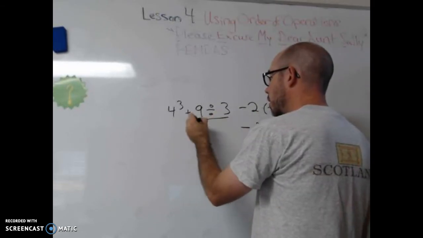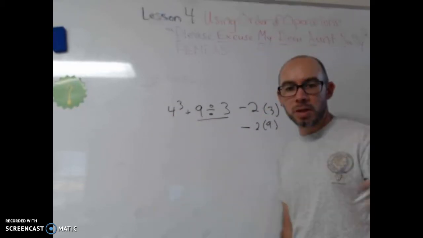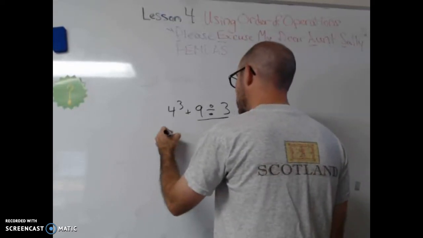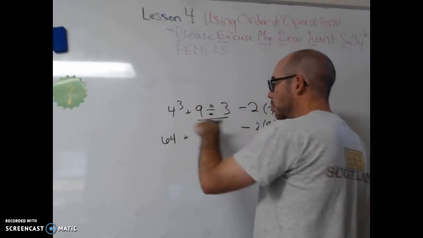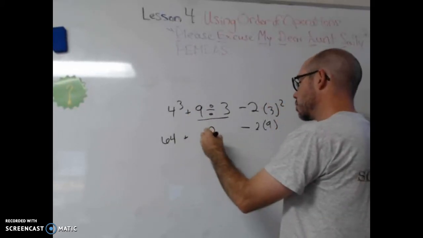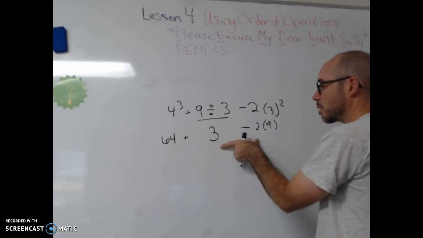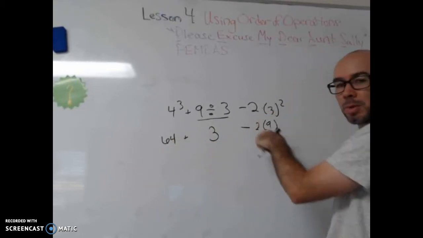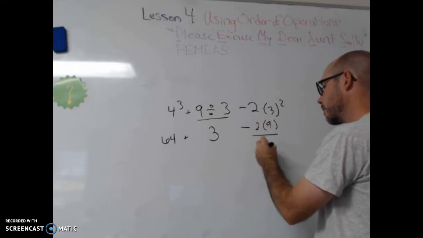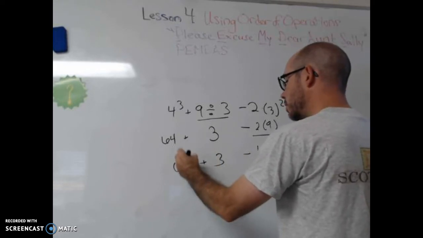And then we got a little problem here we need to take care of, and we got some exponents there as well. 4 times 4 times 4 is 64. And then we've got our own little problem here that we need to deal with. 9 divided by 3 is 3. And at this level, here we've got addition and subtraction, but we have a multiplication problem here next, so this is our next one that we need to solve. 2 times 9 is 18. And now everything is pluses and minuses.